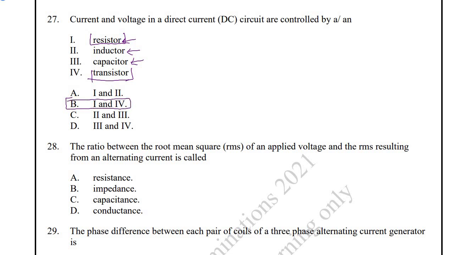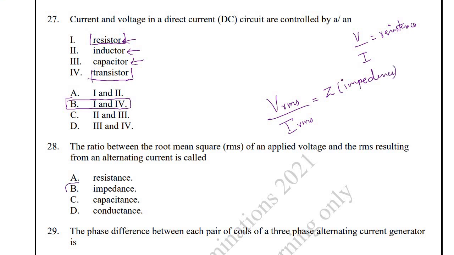Next we have question number 28. The ratio between the RMS value of an applied voltage, Vrms, and the RMS current resulting from alternating current, IRMS. We know that voltage over current is equal to resistance. So in a DC circuit, voltage over current is equal to resistance, while for root mean square values, the ratio of Vrms and IRMS is equal to Z, that is known as impedance. So the correct answer for this question number 28 will be option B.